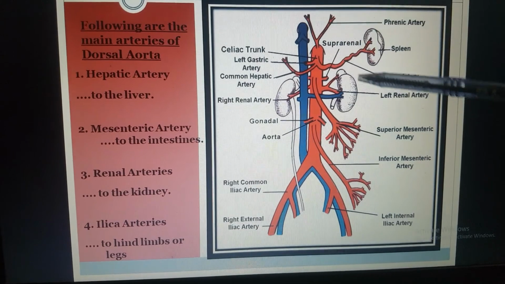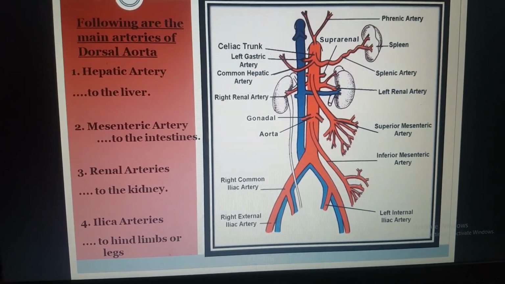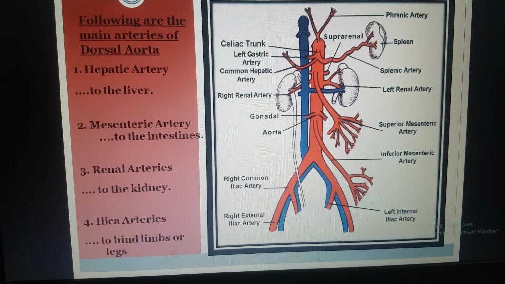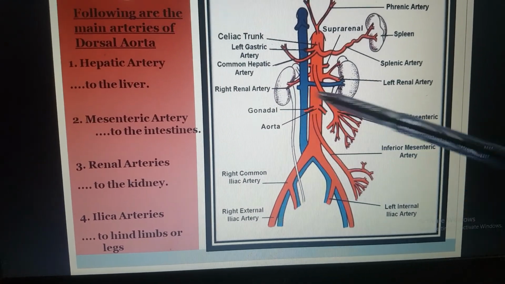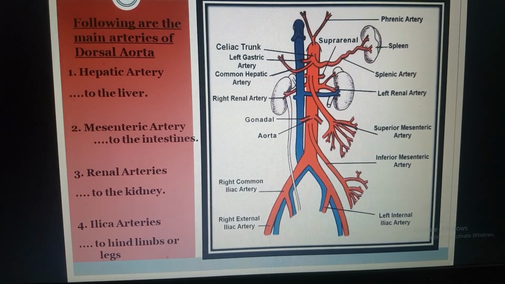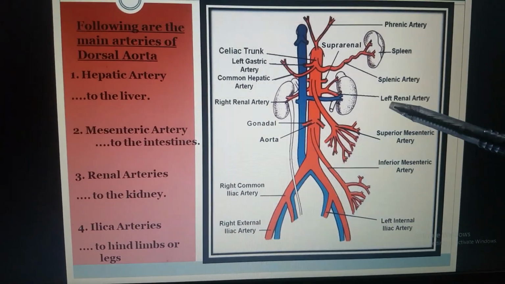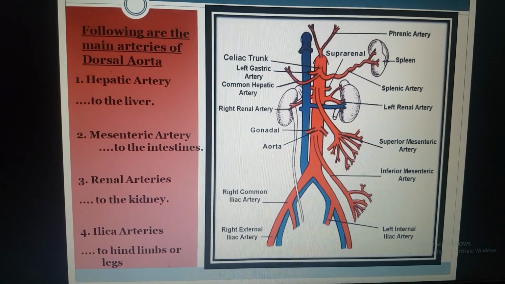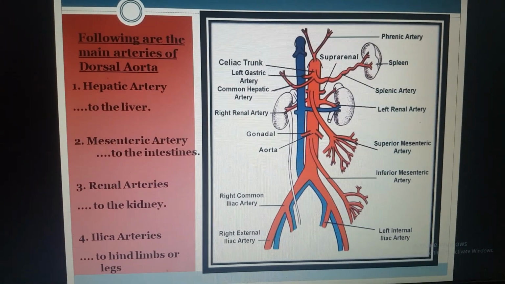Here you may see kidney. Kidney is receiving blood from renal artery. Here we have one pair of kidney, having two kidneys, right and left. So the name indicates right renal artery and left renal artery entering into both the kidneys.